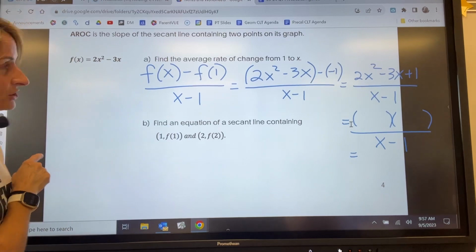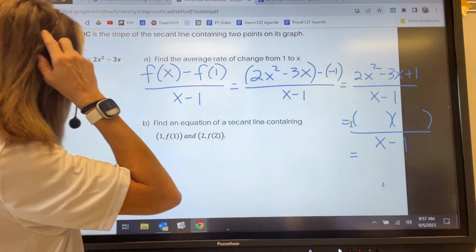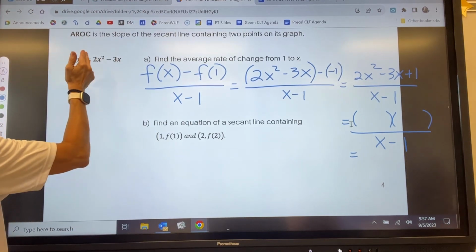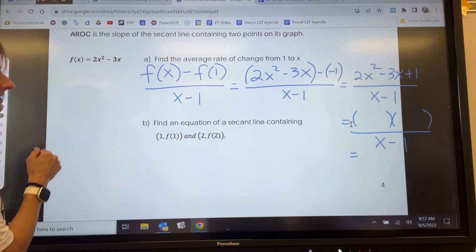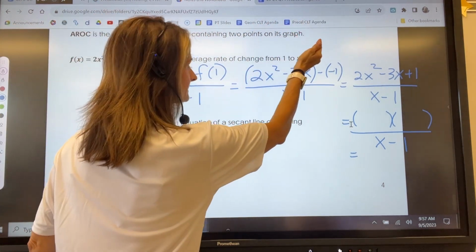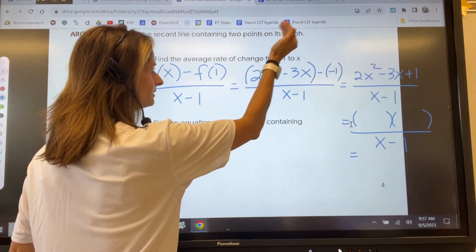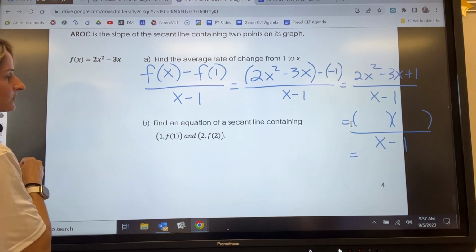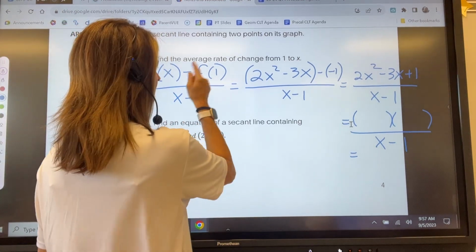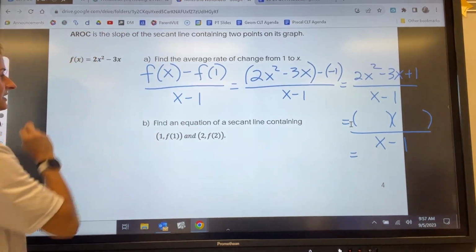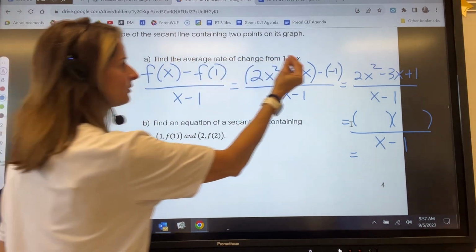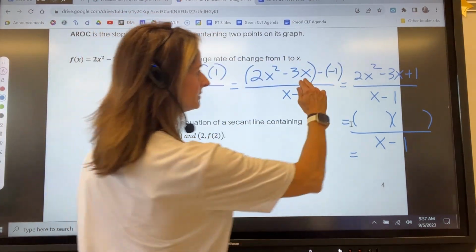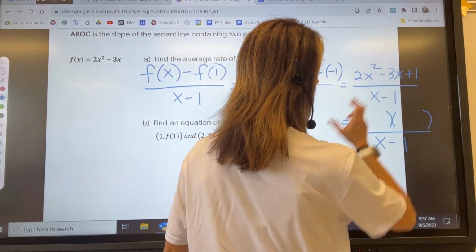We are going to finish one more problem, average rate of change. We are doing from 1 to x. Our equation is now f of x equals 2x squared minus 3x. So f of x minus f of 1 over x minus 1. F of x we know, or given, is 2x squared minus 3x, minus f of 1. When we plug in 1 here for x, we get negative 1 for y, over x minus 1. The numerator is 2x squared minus 3x plus 1, over x minus 1.